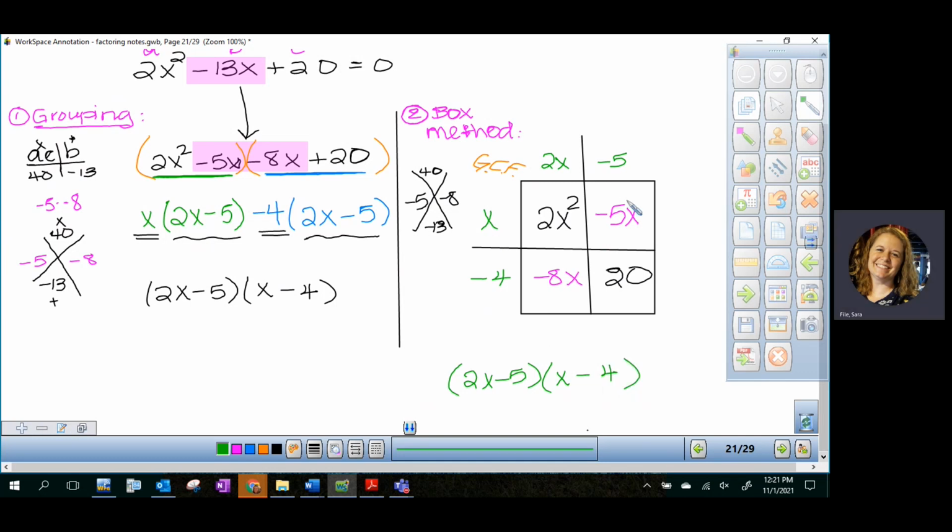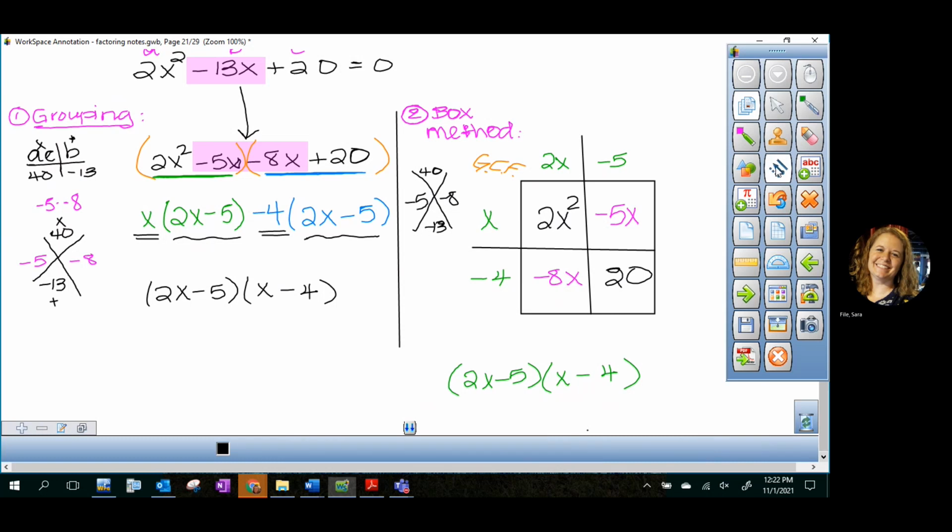And when I said it didn't matter where you put the negative 8x and negative 5x, they could have switched. If they switched, your x minus 4 would have come out up here and your 2x minus 5 here. But like I said, it doesn't matter what order you put your factors. We got the same answer, didn't we?